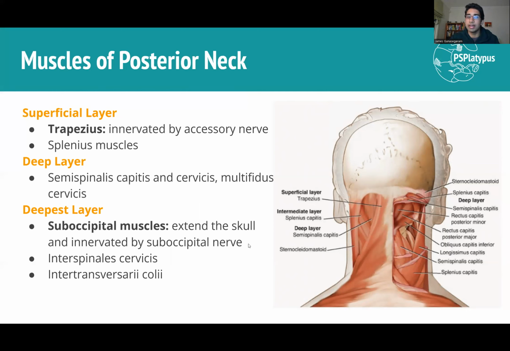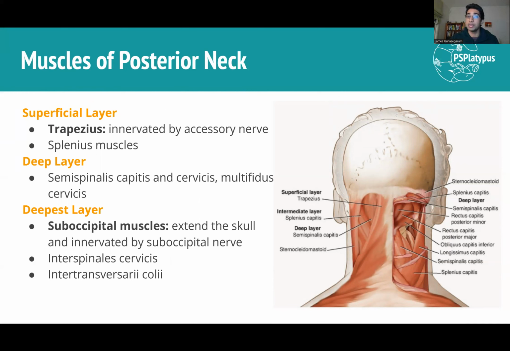Your deepest layer is your suboccipital muscles. Everything at the back is called occipital, and like I said before, they extend the neck, skull, whatever you want to call it, joint. Then your interspinales and your intratransversarii are literally muscles that go between parts of your cervical vertebrae. And so they're really well integrated there.